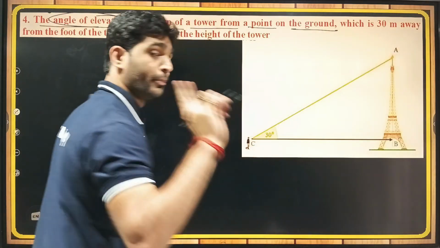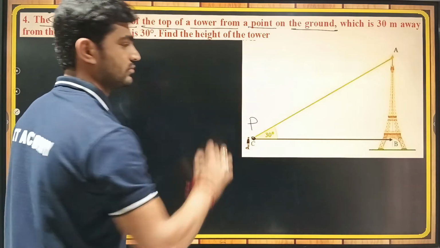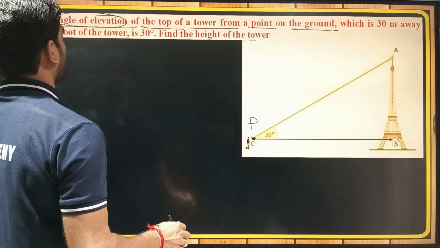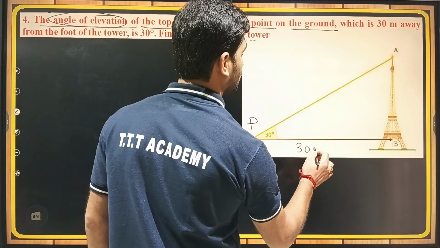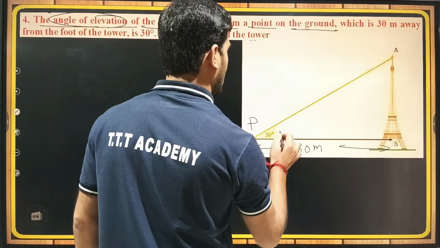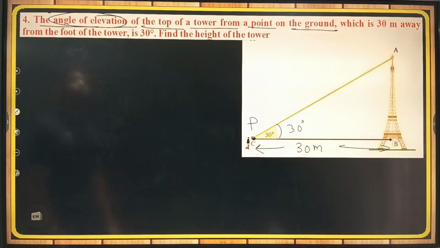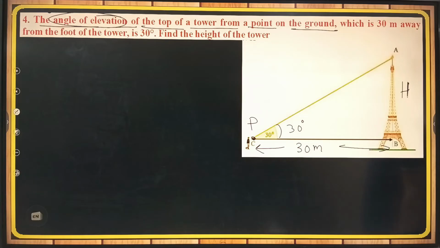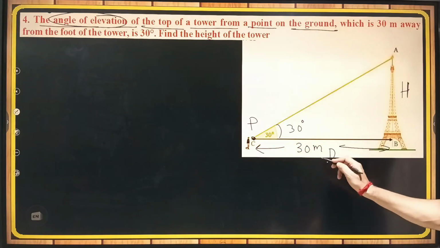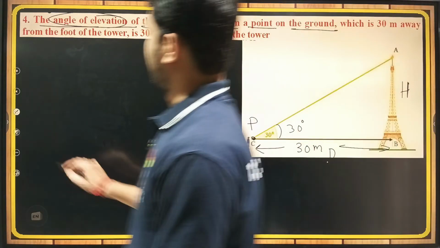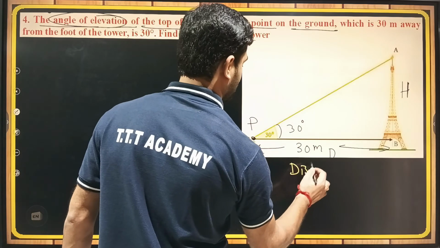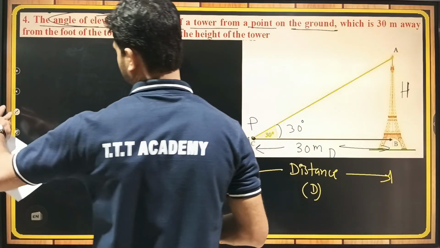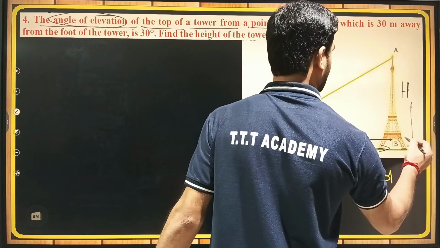The angle of elevation of the top of a tower from a point on the ground, let me consider this a point P, which is 30 meters away from the foot of the tower, is 30 degrees. Here the distance is 30 meters away and the angle is also 30 degrees. Find the height of the tower. Direct question: find the height of the tower. This is the distance, let's call it d, and this is the height of the tower h, where h is the height of the tower.